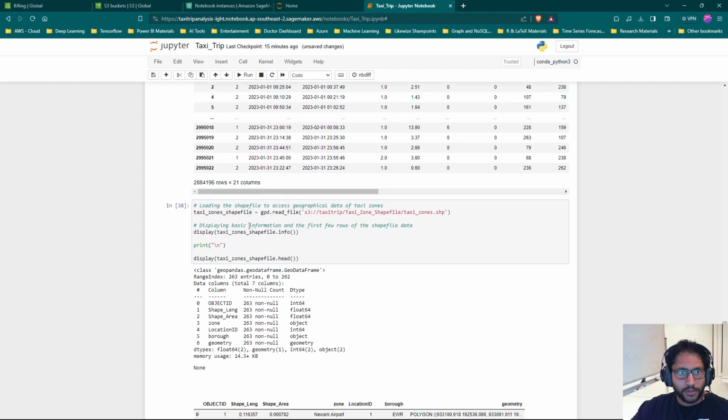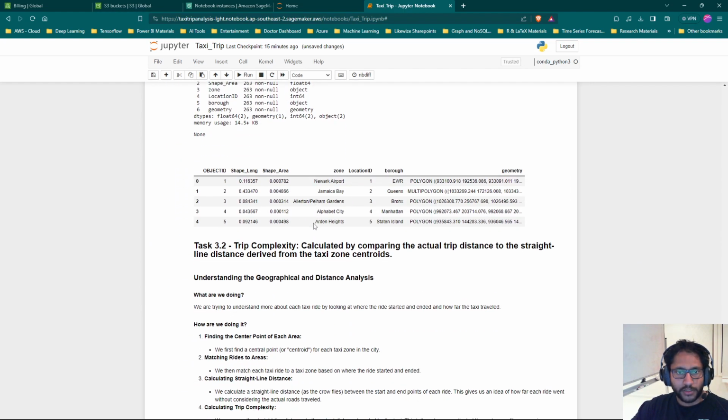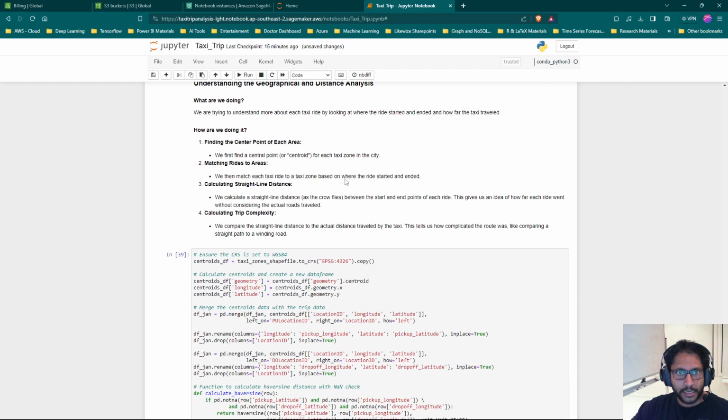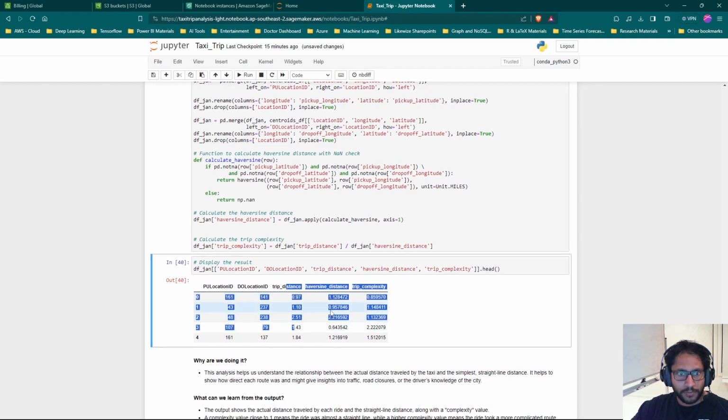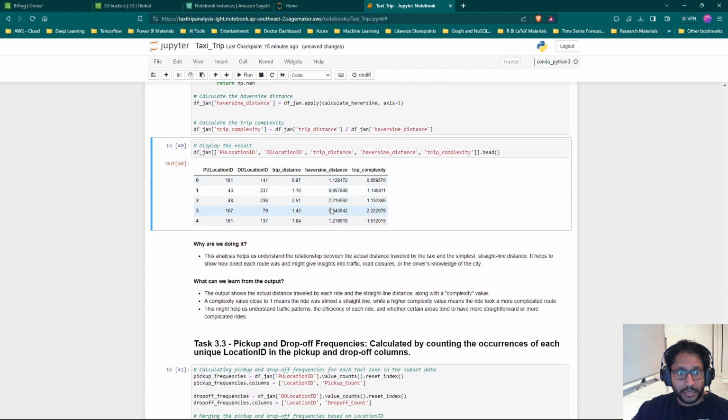And then what I'm trying to do is utilize the shapefile, so I'm able to extract the latitude and the longitudes, and I'm able to compute the distance. Okay, so as you could see, the trip distance, haversine distance and trip complexity. When the complexity is closer to 1, it means the ride was almost a straight line, while a higher complexity value means the ride took a more complicated route, right? So this might help us understand the traffic patterns and efficiency of each ride, and whether certain areas tend to move more straightforward or complicated paths.